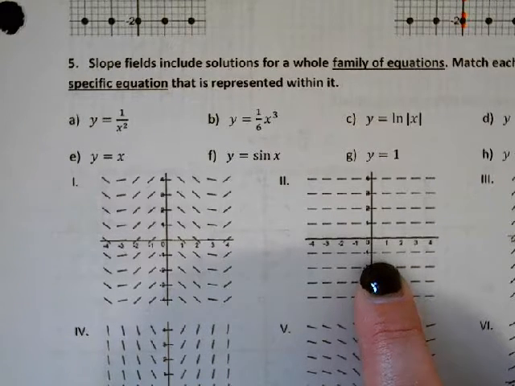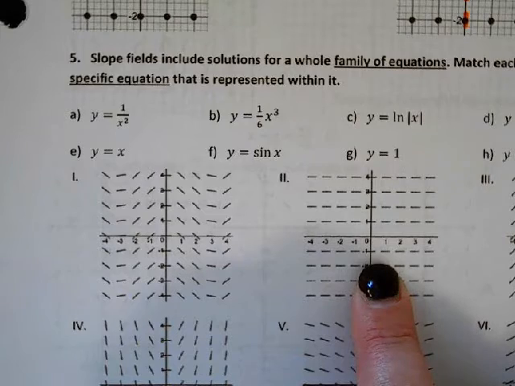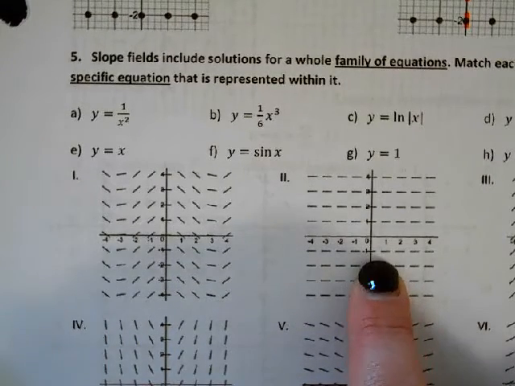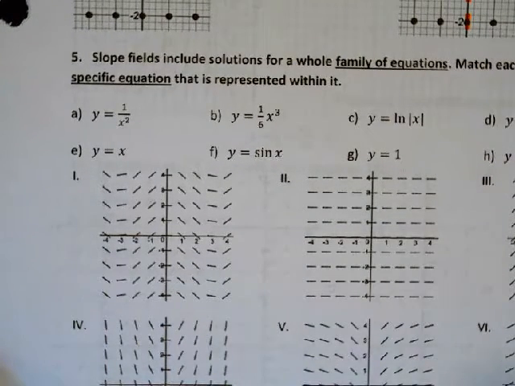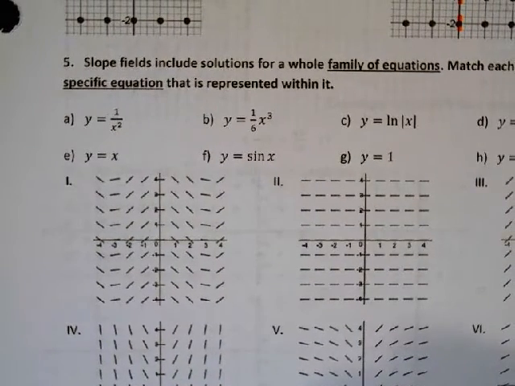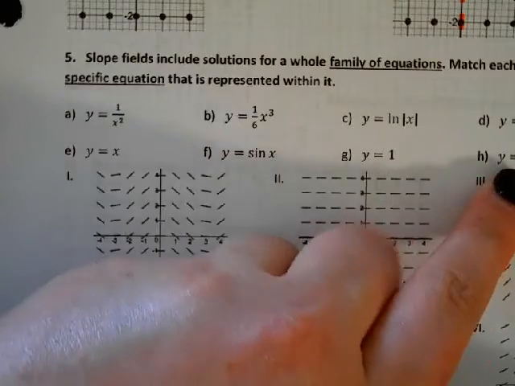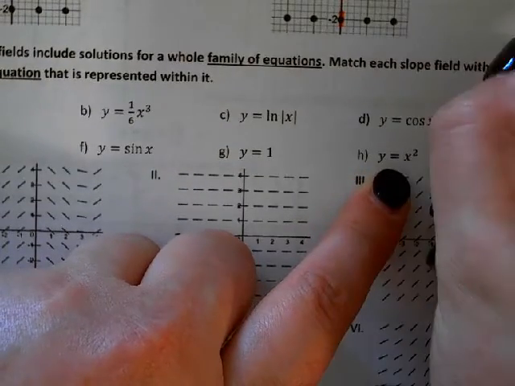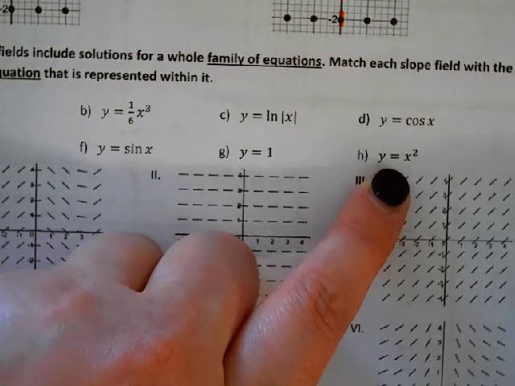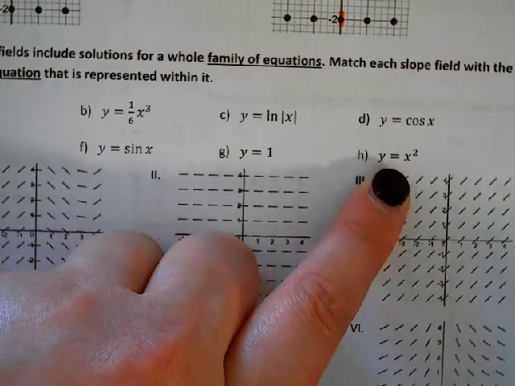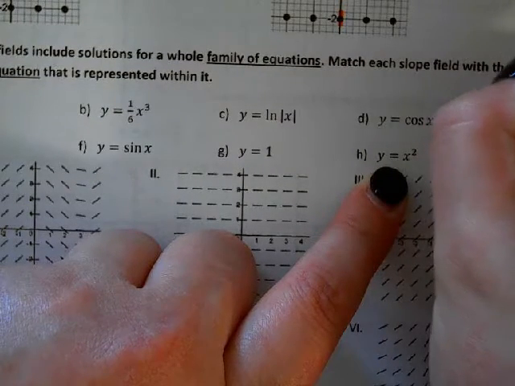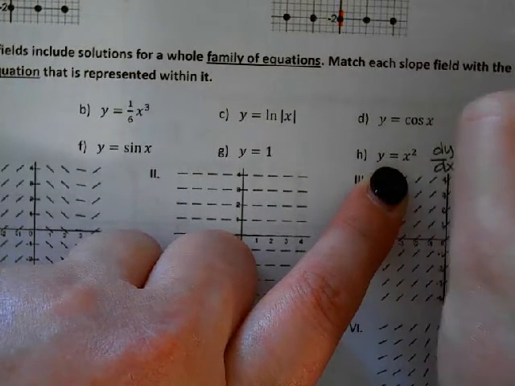So let's go ahead and think through some of these problems. We'll start off with one that is maybe a little bit easier. I'm going to start off with h, because this one is going to be a pretty easy one for you guys. So if y equals x squared is the family of functions, then that means that dy dx, your differential equation, is what? 2x.